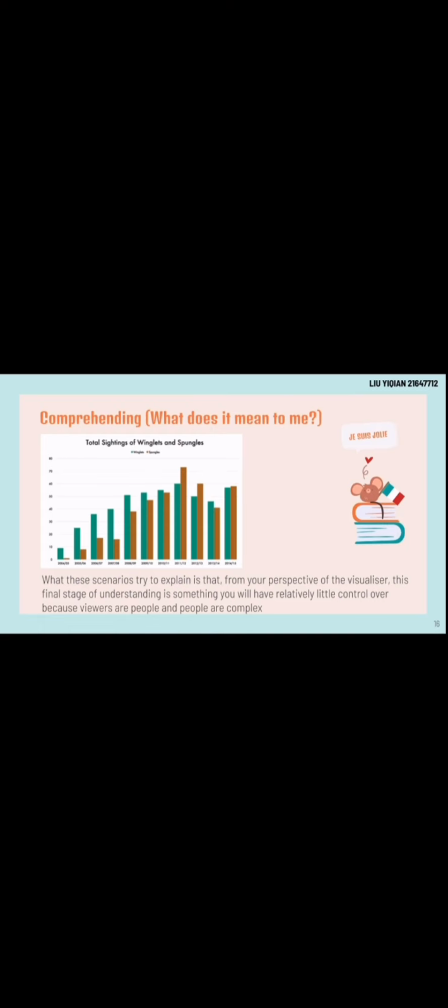So we can use an example to talk about it. What this scenario tries to explain is that, from your perspective as the visualizer, this final stage of understanding is something you will have relatively little control over, because viewers are people, and people are complex. We can simply summarize it as: you cannot force a viewer to be interested in your work, to understand the meaning of the subject, or to react exactly how you would wish.